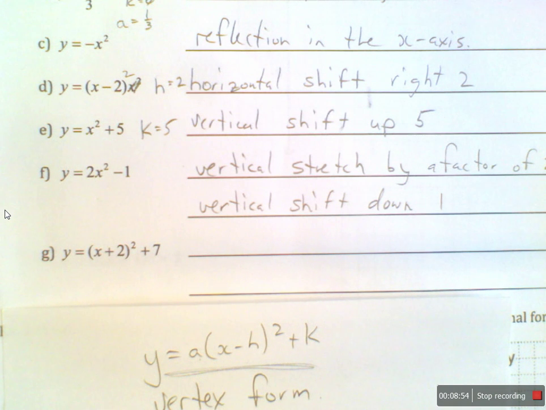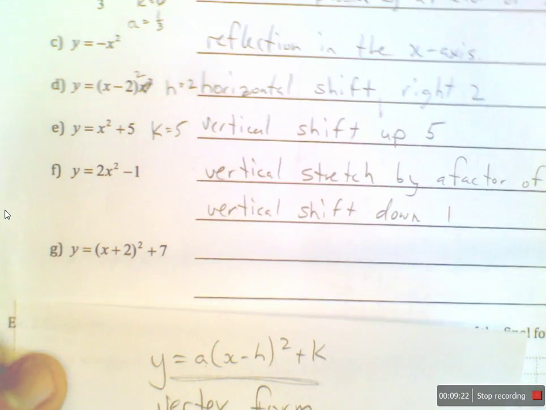So no reflection. There's no negative sign out there. No stretch or compression. It's got no a value. So there's just nothing written there. It's like a 1. Does it matter which one we put first? No. Some people and some textbooks do worry about the order, but for me, really, in the grand scheme of things, order doesn't matter.